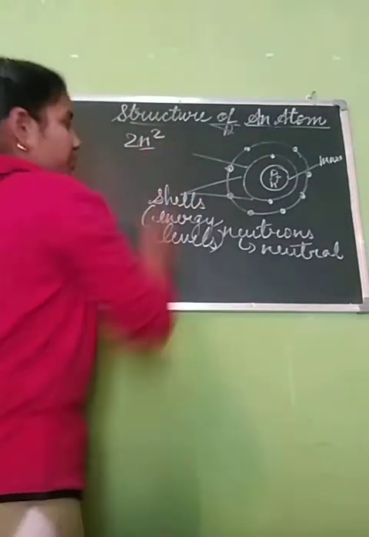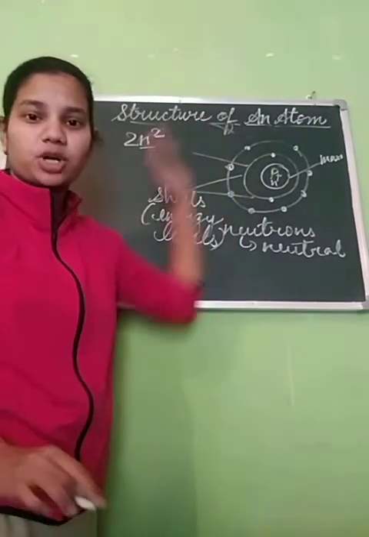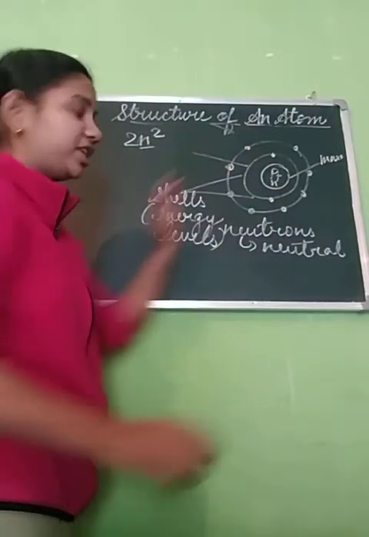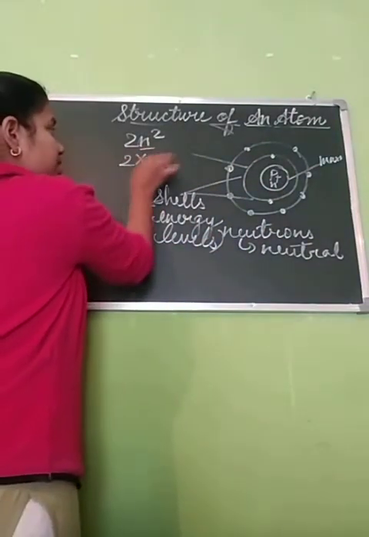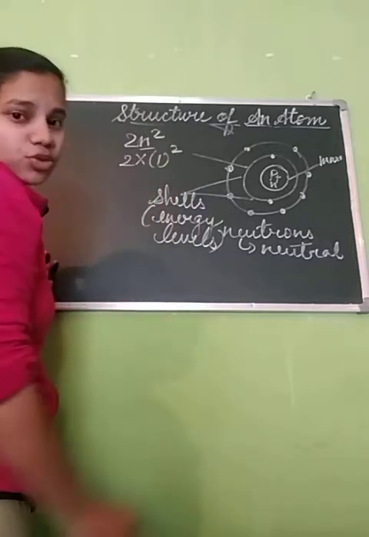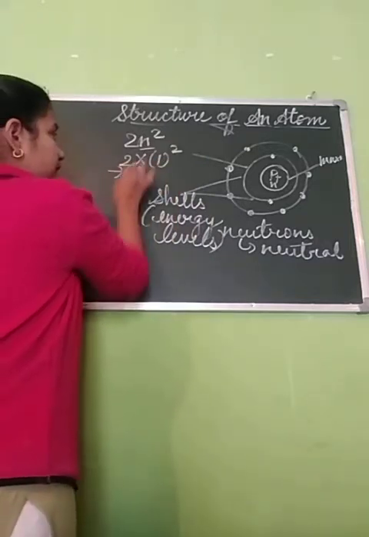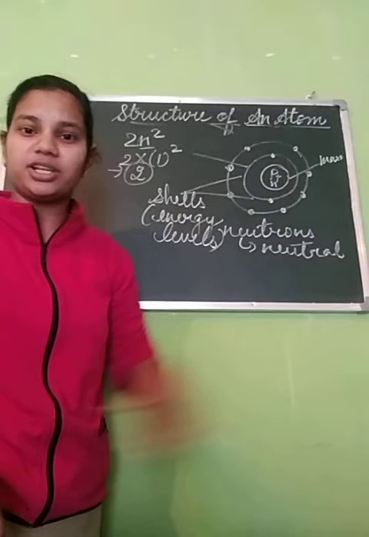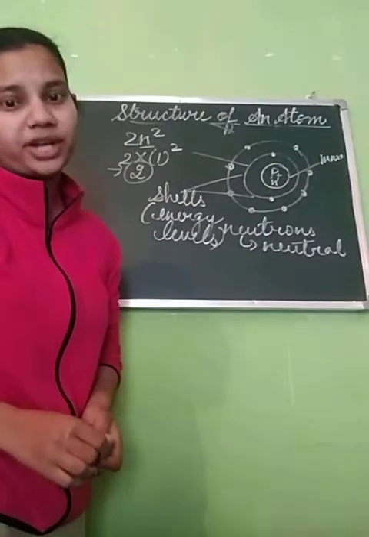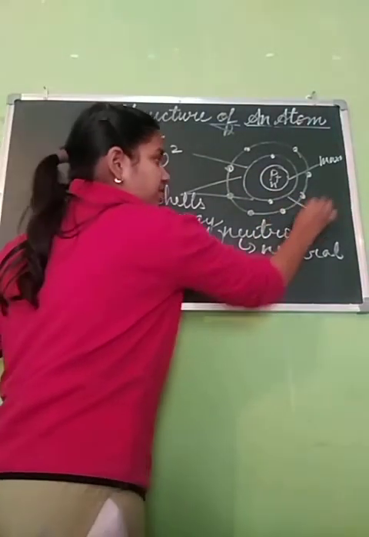What does this n represent? This n represents the number of the shell. If we talk about the first shell, we write 1. So 1 square is 1, which means in the first shell the maximum number of electrons you can fill is 2. This shell is also known as the K shell.